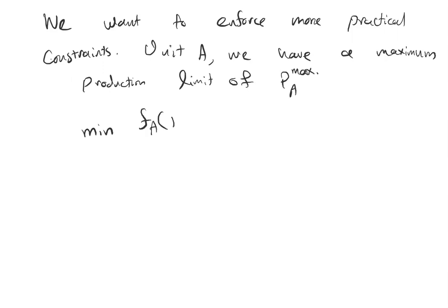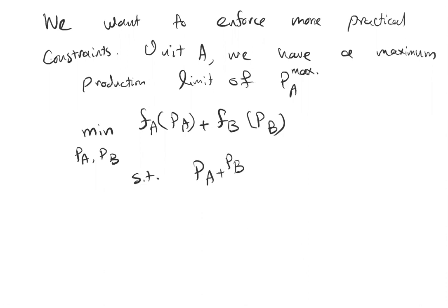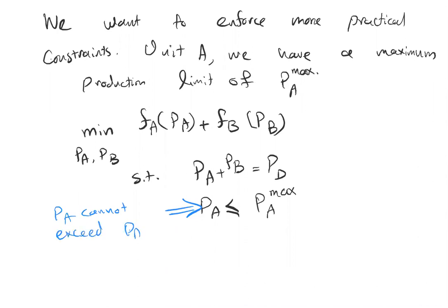All right, let's rewrite our optimization problem. Minimizing total cost of generating P sub A units from unit A plus total cost of generating P sub B units from generator B or supplier B, subject to the balance equation, and we have a new constraint. We have a new inequality constraint. What does our new inequality constraint tell us? It tells us that P_A cannot exceed the P_A max value.